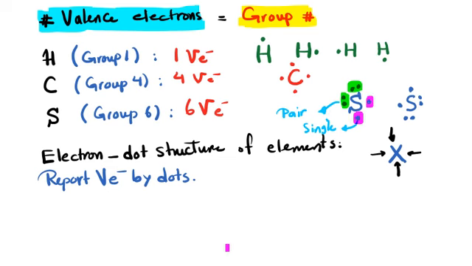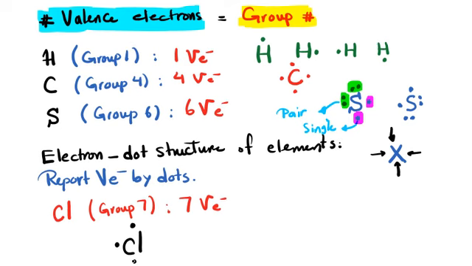Right now, I ask you to draw the electron dot structure of the chlorine atom. Chlorine is group number 7, so I need to draw 7 valence electrons. So I'm going to write chlorine, group number 7, so 7 valence electrons for chlorine. Let me write it like this: Cl, 1, 2, 3, 4, 5, 6, and 7.